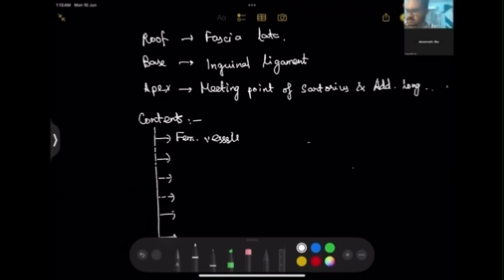Let me change the charging point. Guys, just now. No, it's not taking the charge. Here, super.